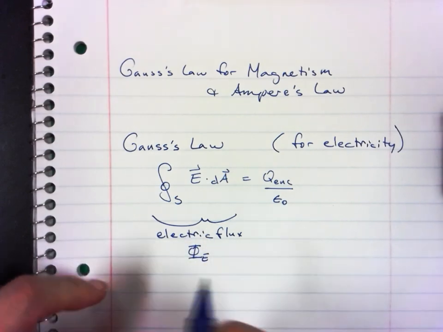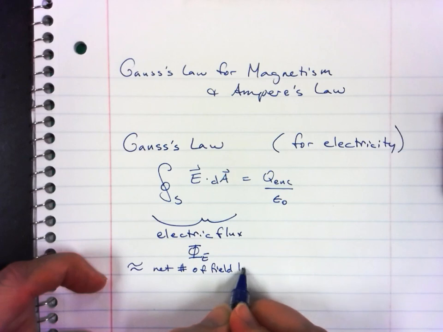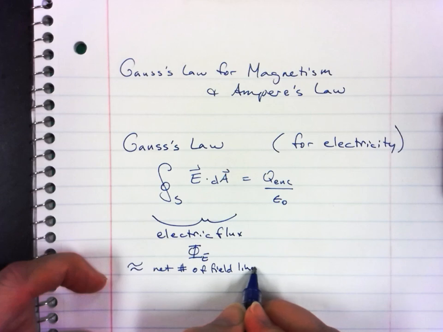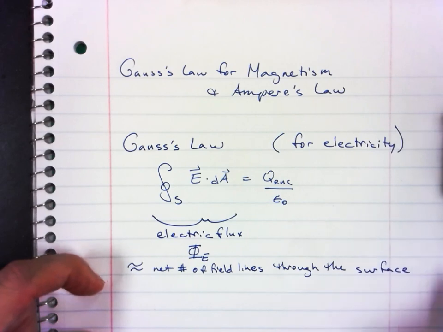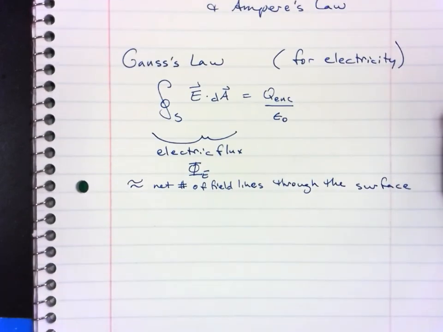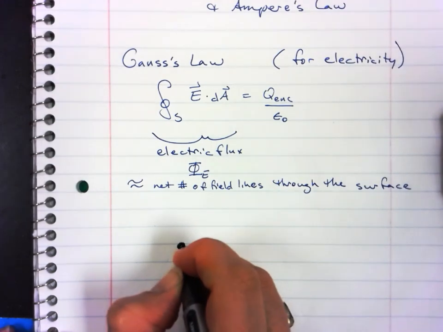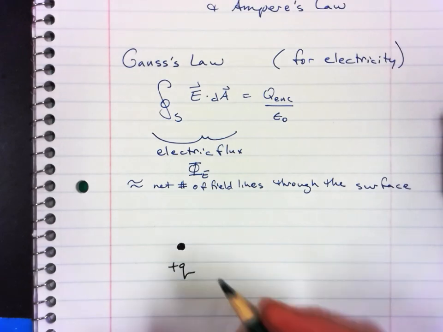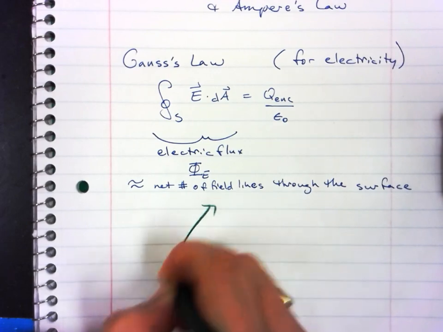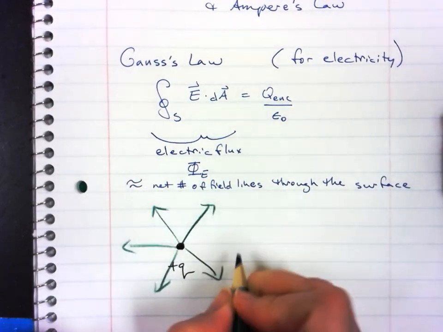So the electric flux was approximately equal to the net number of field lines through the surface, like punched through it. So if we do a drawing of that, remember if we had a positive charge, you know that the electric field around it, I've been using green lately for electric fields. So the electric field everywhere around a positive charge points away from it.